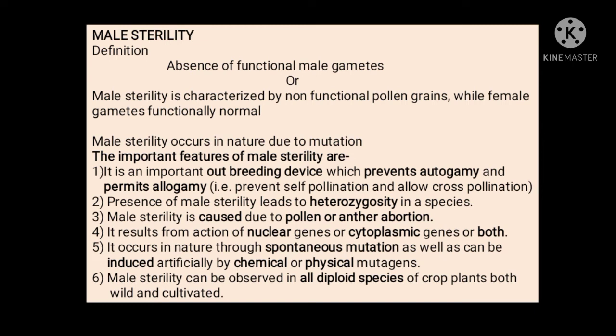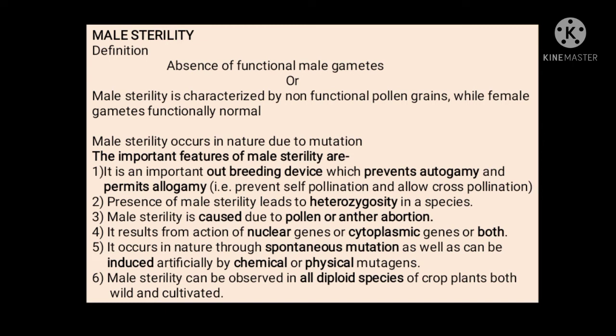Male sterility occurs in nature due to mutation. The important features of male sterility are: it is an important outbreeding device which prevents autogamy and permits allogamy, that means it prevents self-pollination and allows cross-pollination. The second important feature is that the presence of male sterility leads to heterozygosity in species.